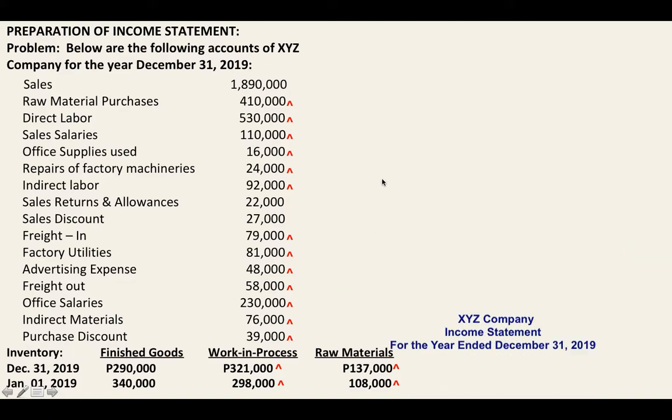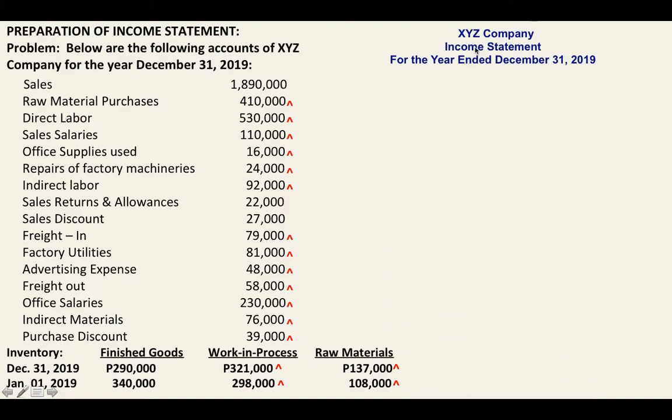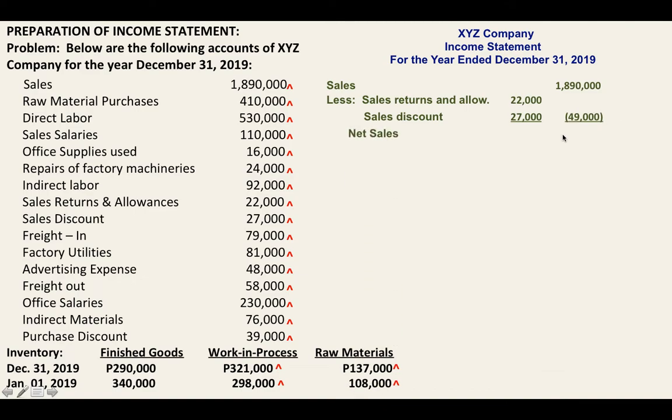Okay, class, so now we are going to prepare the income statement. In the income statement, we have to present our sales. So our sales is 1,890,000. And then we have to present the contra accounts of sales, which are sales returns and allowances and sales discounts. Okay, and now we can compute the net sales. We have a net sales of 1,841,000.